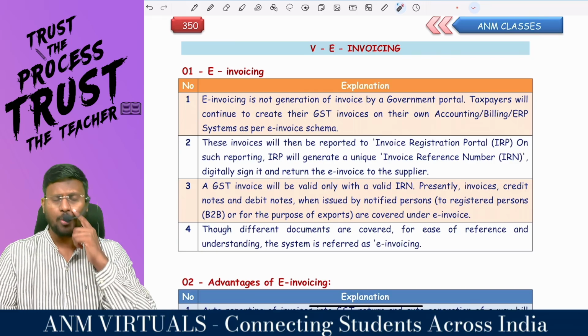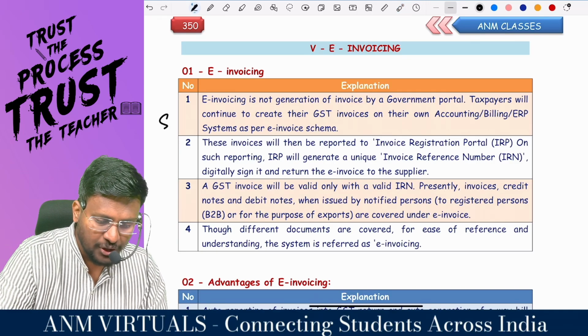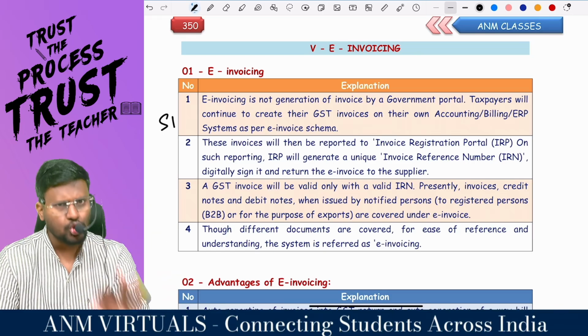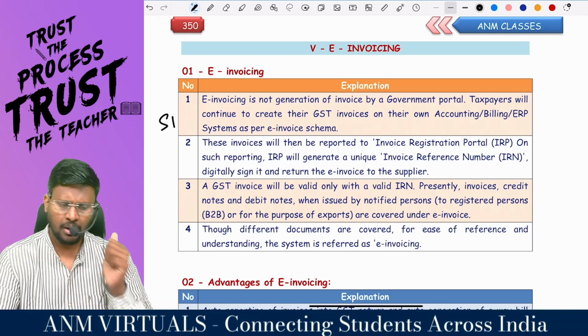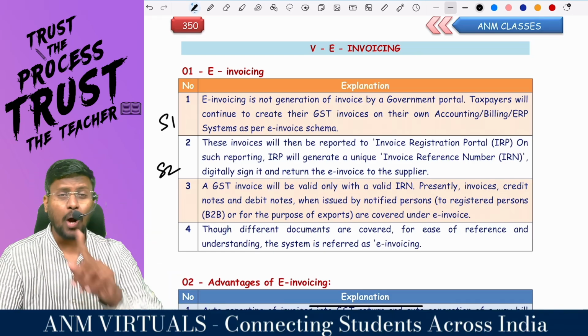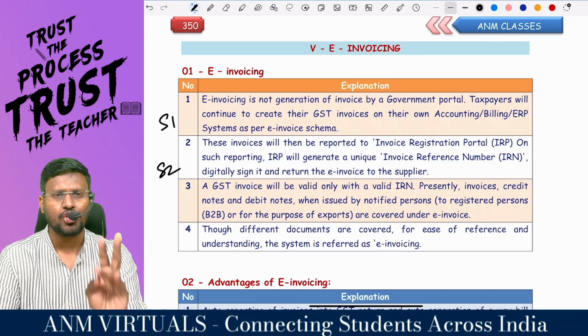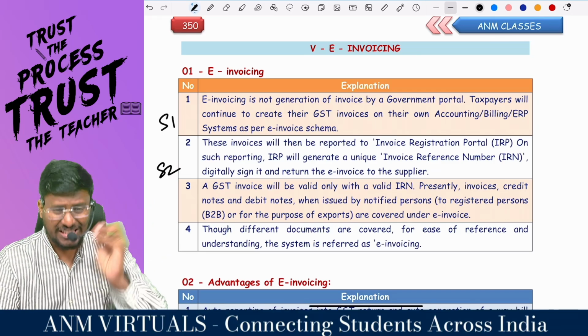So step number 1. First you have to prepare an invoice by using your own software. Step number 2, you have to upload that to the IRP. What is IRP? Invoice Registration Portal. You have to register your invoice.